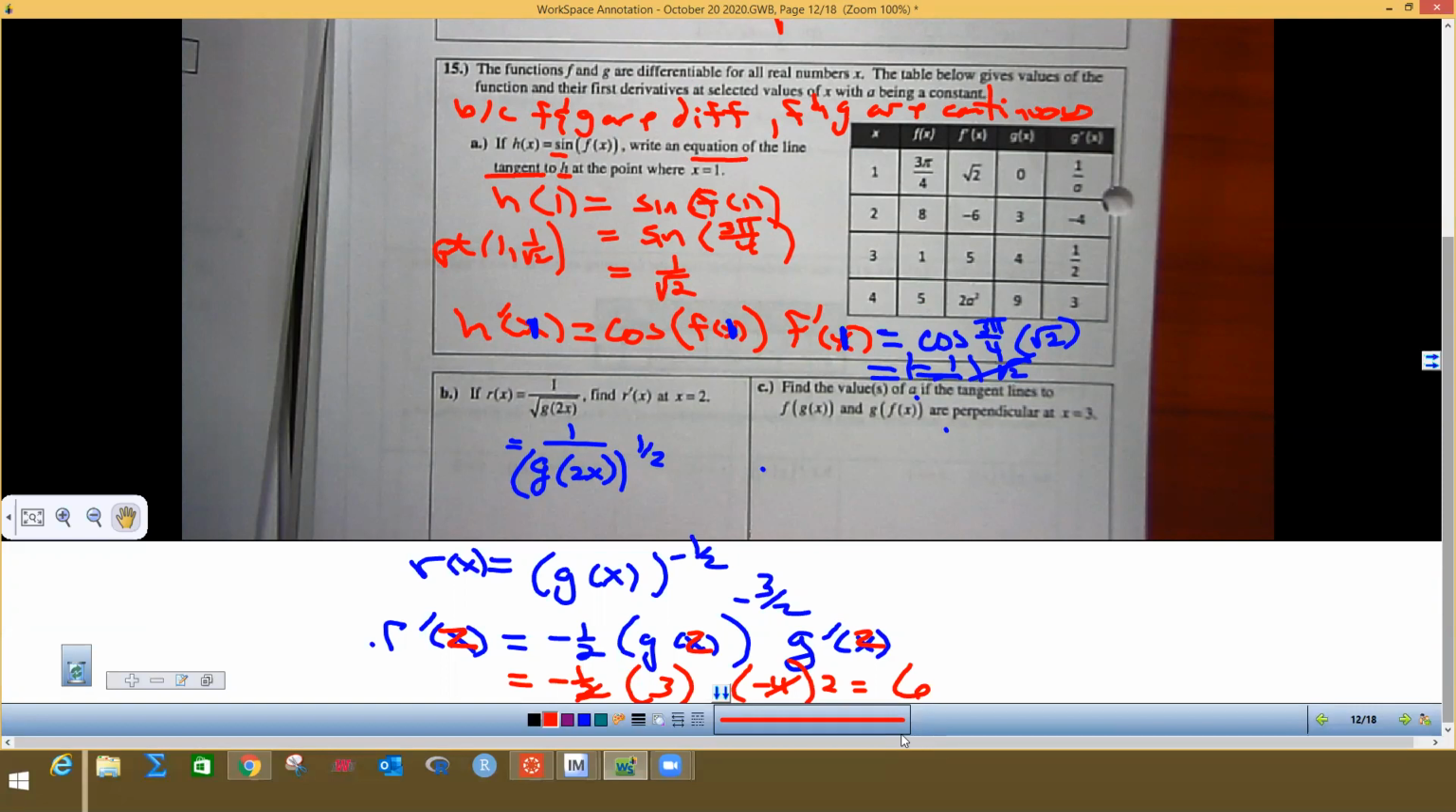I made a mistake. We got to go back. My bad. Thank you for catching that. I screwed up because I left off the exponent.